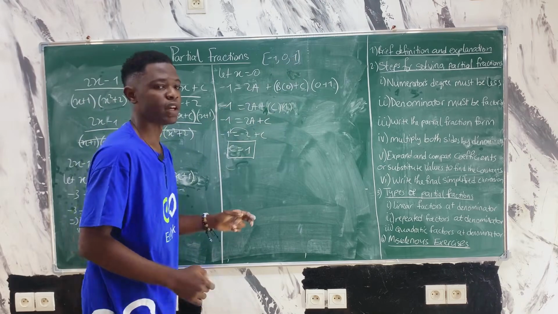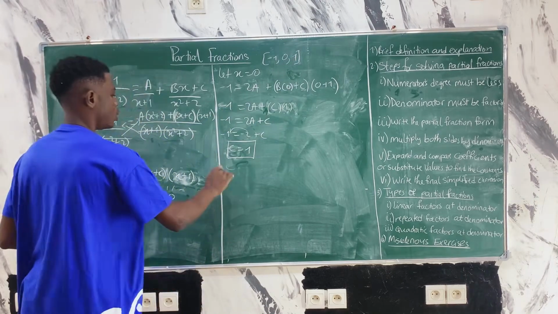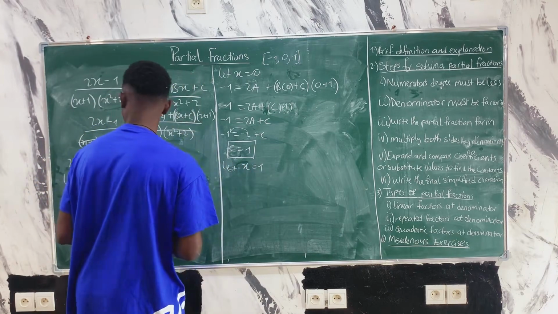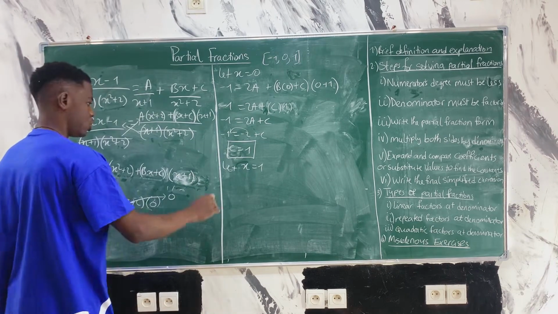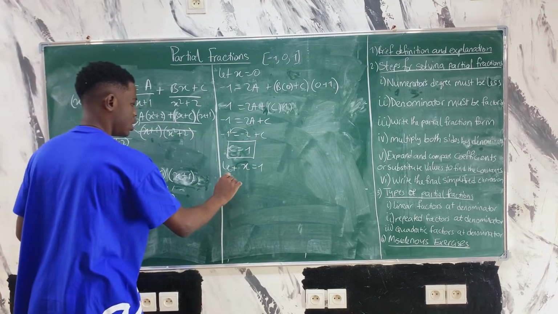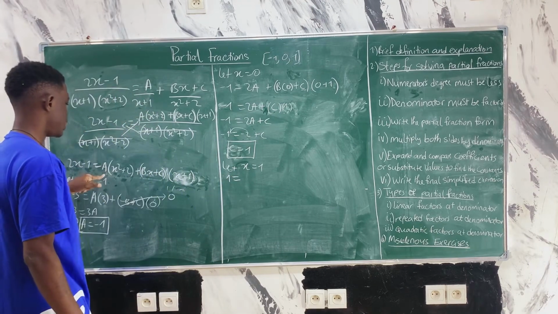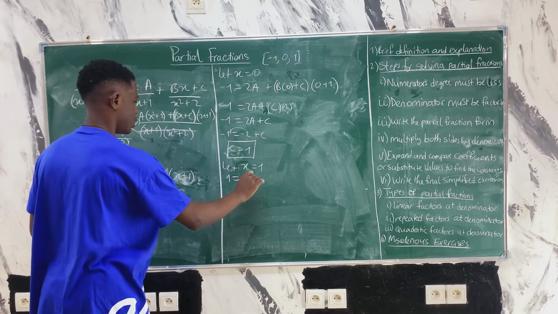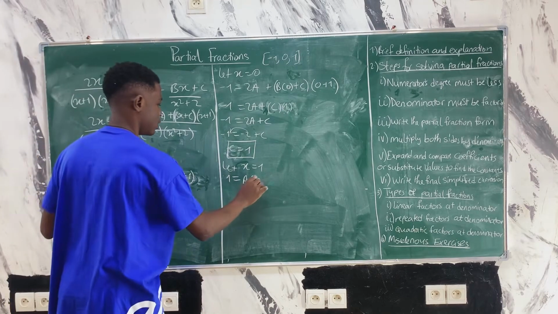I can now let my x to be 1 to find the value of b. So when x is 1, I can put the 1 here. 2 times 1 will be 2, 2 minus 1 is 1. I have 1 is equal to a times 1 squared. a into 1 squared is 1, plus 2, 3.